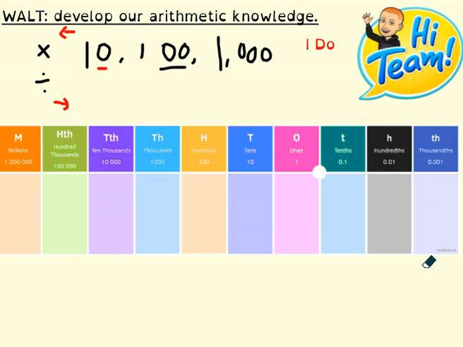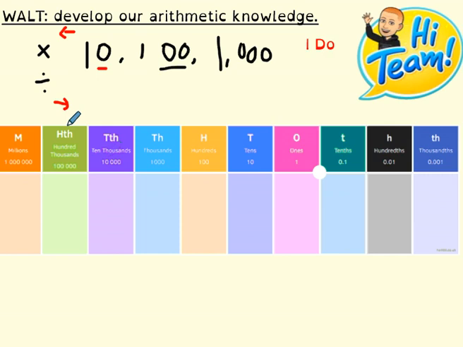A quick recap of dividing by 10, 100, and 1,000. Same thing applies with the zeros. So divided by 10, 1 place to the right. Divided by 100, 2 places. Divided by 1,000, 3 places. I'm dividing, so I'm sliding to the right this time, making the numbers smaller, as opposed to before where I was making the numbers bigger.